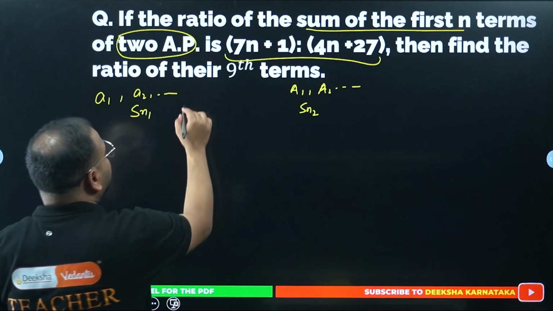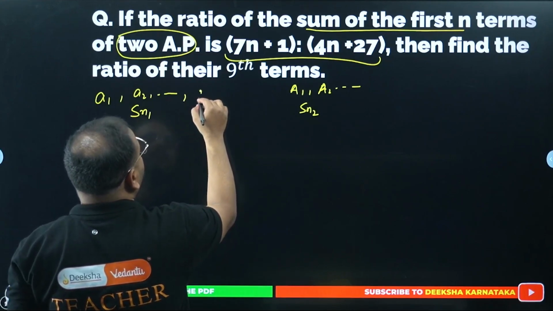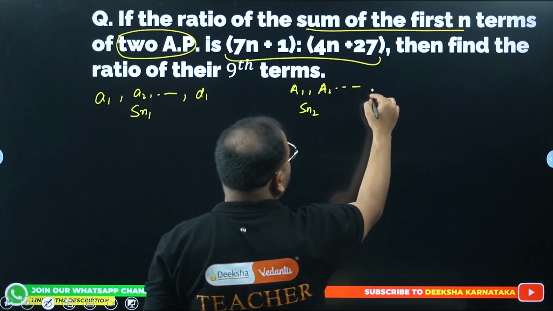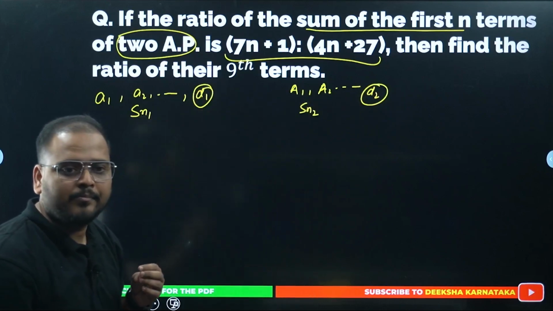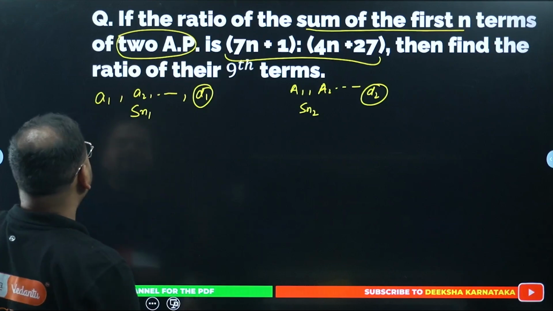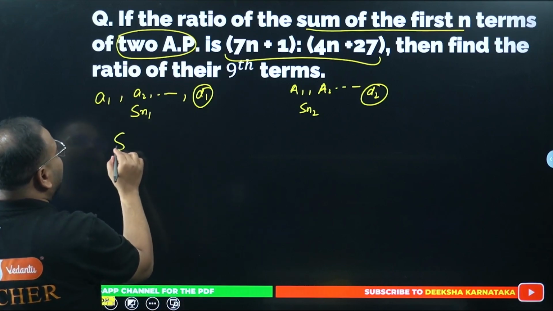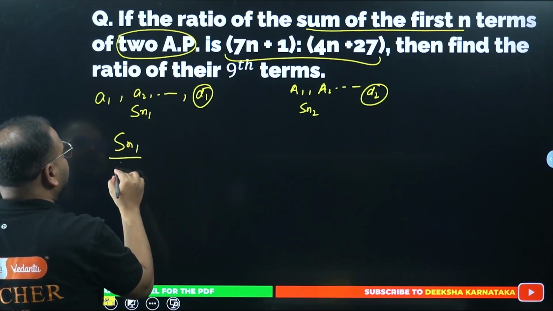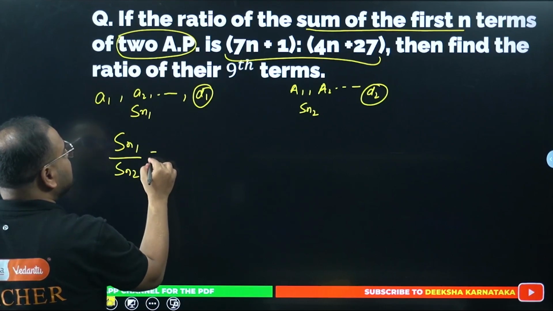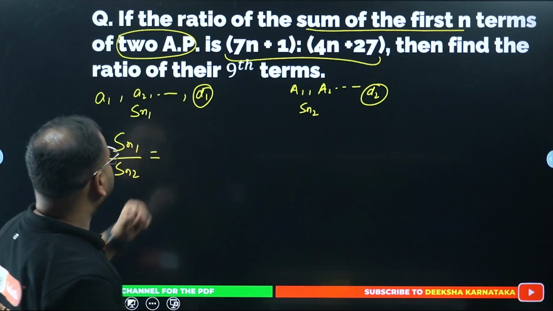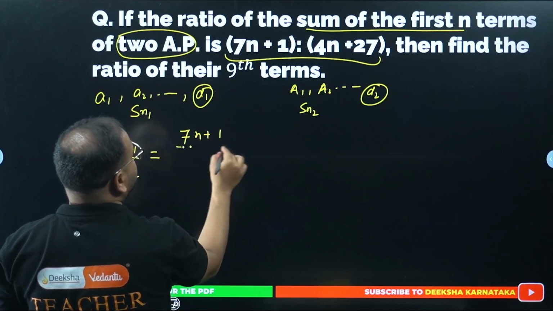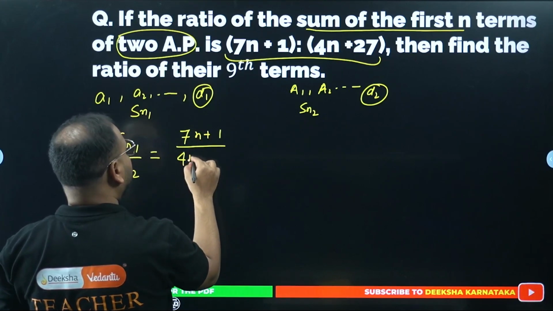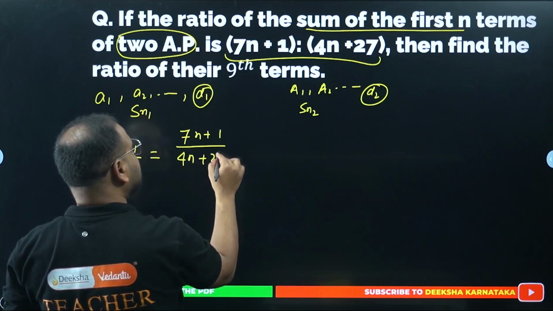The common difference of the first AP is D1. The common difference of the second AP is D2. This is clear? Let's write. What is given in the question? Sn1 by Sn2 is equal to the value which is given: 7n plus 1 divided by 4n plus 27.